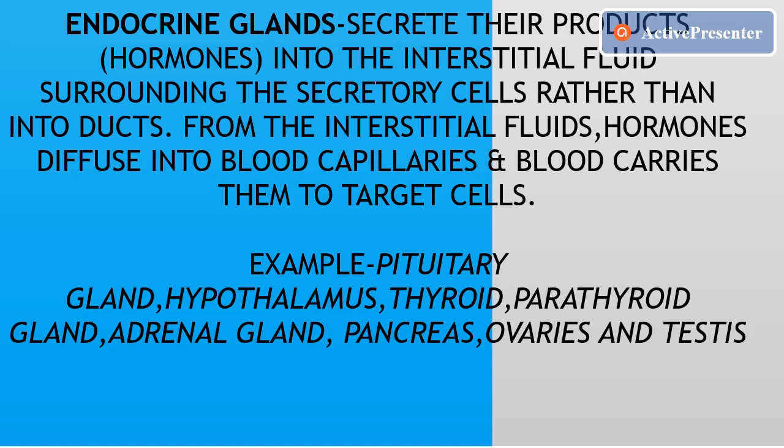Now, if we look at the examples of endocrine glands, we will find that pituitary gland, hypothalamus, thyroid gland, parathyroid glands, adrenal glands, pancreas, ovaries, and testes, all these are the examples of endocrine glands.